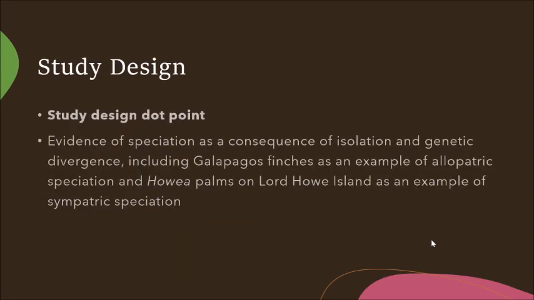Your study design dot point: you need to be able to understand evidence of speciation as a consequence of isolation and genetic divergence, including Galapagos finches as an example of allopatric speciation and Hawea palms on Lord Howe Island as an example of sympatric speciation.